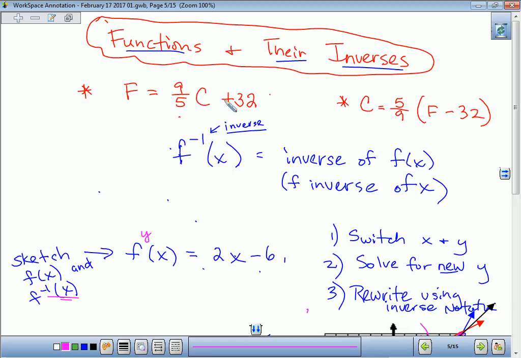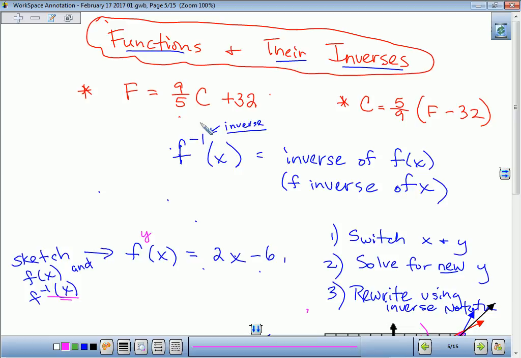So the first formula you would use if you know Celsius and you're looking for Fahrenheit. The second one is the opposite of that. You know Fahrenheit and you're looking for Celsius. So when we think of these, they're somewhat inverses of each other. They undo each other.